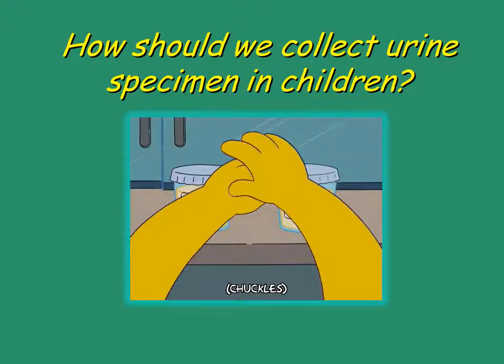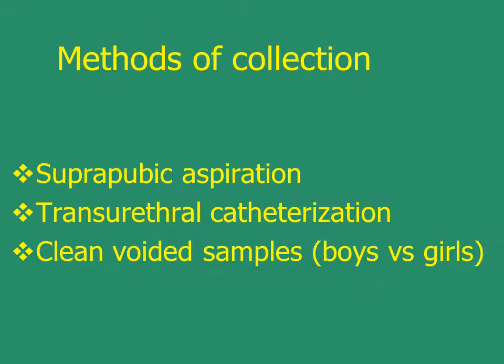Collection of urine is a very important component in the diagnosis of UTI. Urine collection in infants and children can be challenging. However, there is a need for specimens to be collected properly. There are 3 methods of collection: suprapubic aspiration, transurethral catheterization, and clean voided samples.